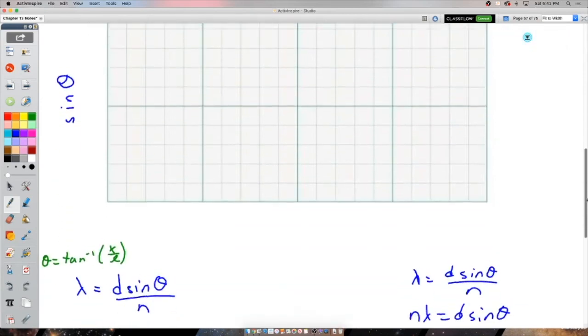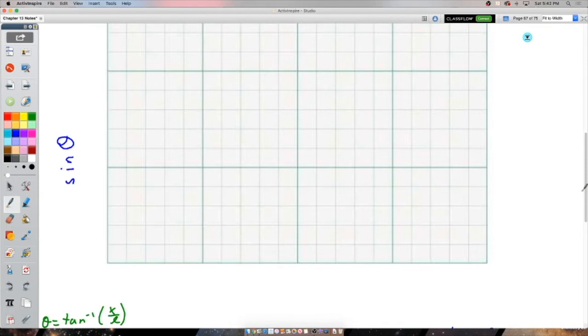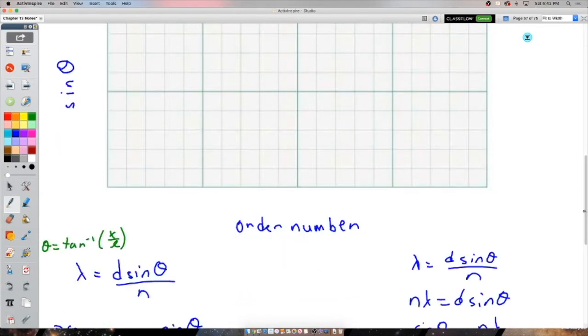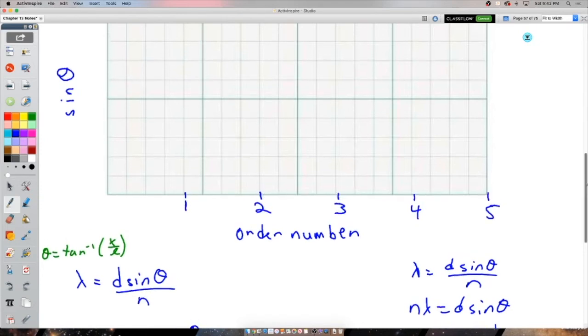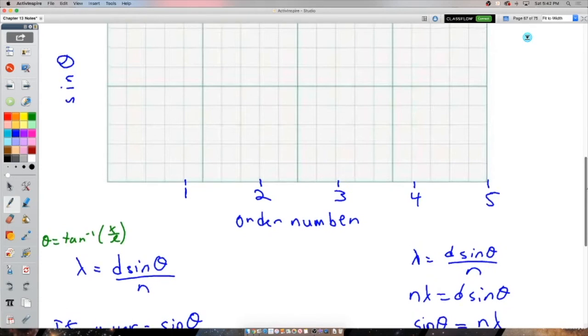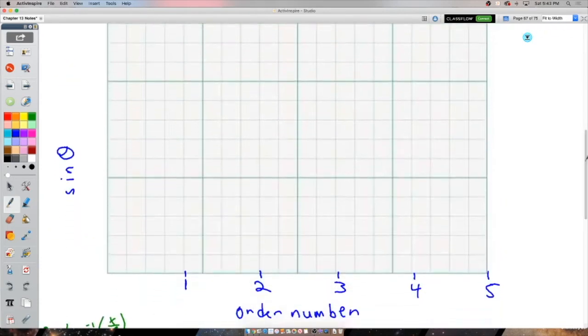Sine theta is just a ratio and therefore is a dimensionless quantity. Same goes for the order number. We need to go from 1 to 5 on the order number. I count 20 squares, so we'll make every 4 squares an order number. Sine theta, we need to go from about 0 to, let's call it 0.5. I count 15 squares, so we'll make every 3 a 0.1.